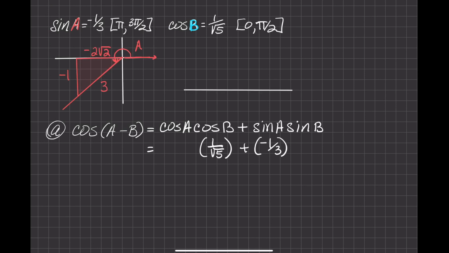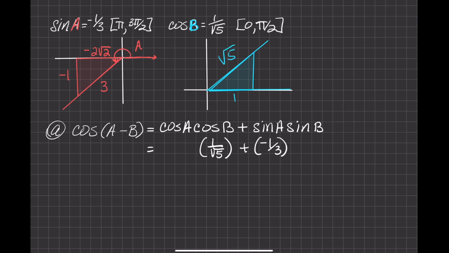Quadrant 1. Reference triangle against the x-axis. We have a movement to the left of 1, a radius of square root of 5.